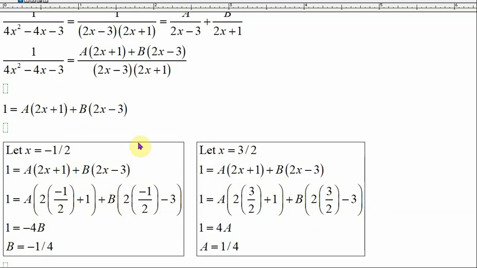And then to find a, we can let x be 3/2, since 2 times 3/2 is 3, and 3 minus 3 is 0. So in the place of x, we have 3/2, and this part will be 0. And then here we get 4. So we get 4a is equal to 1, or a is 1/4.